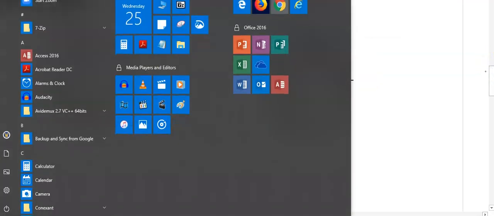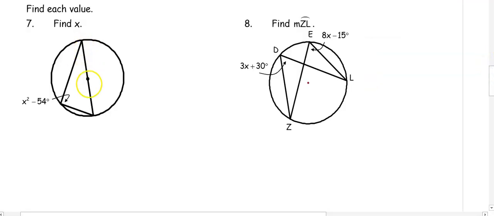So in number 7, find the value of x. So this line right here is going to be a diameter, which is intercepting our semicircle, which means that this angle has to be 90 degrees. So we have x squared minus 54 is equal to 90. We add 54 to both sides, so x squared equals 144. Remember, when you take the square root, we have to include the plus or minus.